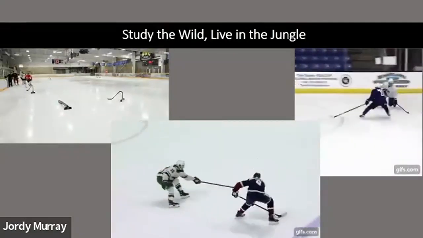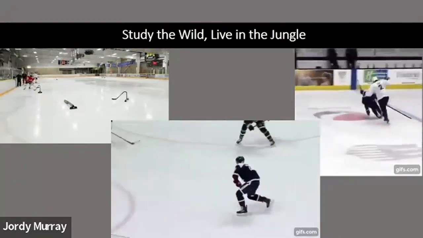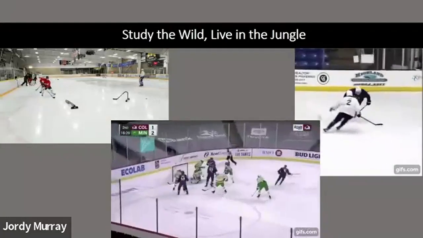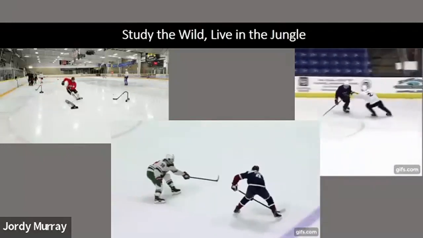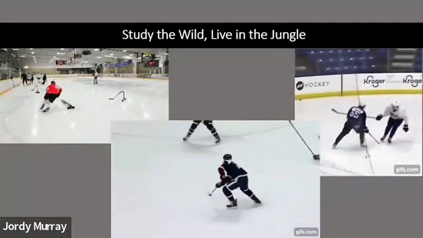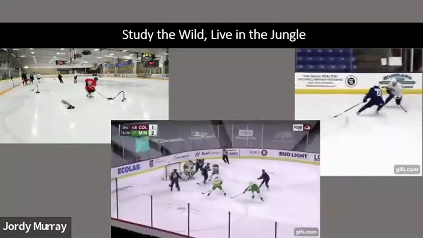And I took these from John. These are GIFs that I think kind of sum up this talk today, right? We want to study in the wild and live in the jungle. Okay. So the top left, I would consider this like zoo practice, right?